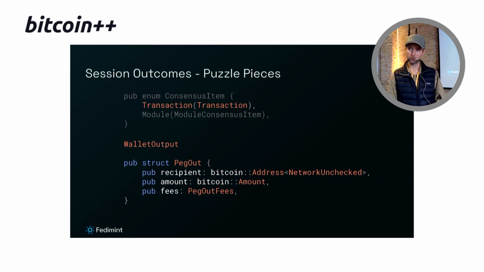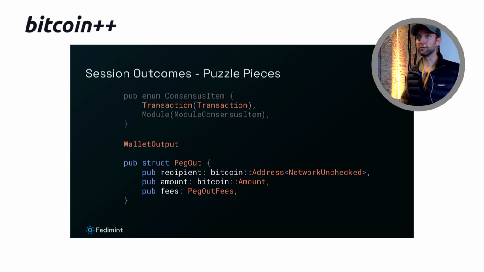So as a refresher, the wallet output simply wraps the payout. A payout consists of a recipient, which is a Bitcoin address, an amount, and fees. And that is not that useful. There's nothing there that tells me what that Bitcoin transaction is or the output that actually was spent to the federation.